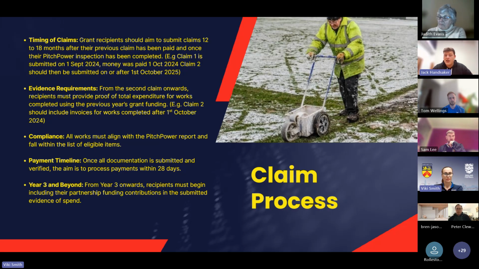If your pitch power report says the drainage on your site is great, you don't really need any decompaction, but then you spend £4,000 on a 30 drain, it's probably going to be a tough conversation with both your facility lead and your GMA rep, because the funding probably could have gone into different areas. So use the pitch power report as a guide as to what the money can be spent on, especially in those later years.